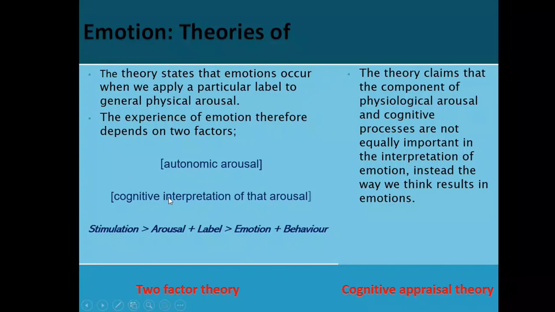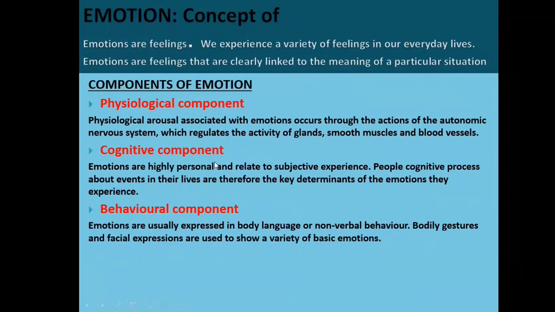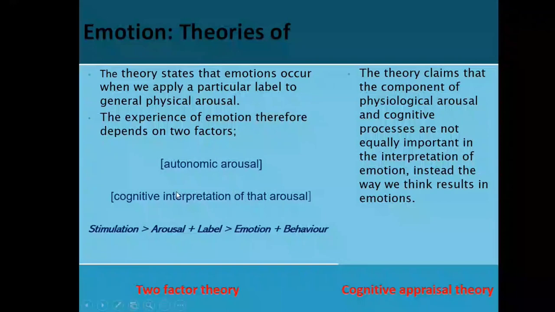Autonomic arousal, remember, we explained it here. We said physiological arousal associated with emotions occurs through the action of the autonomic nervous system. What happens in the autonomic nervous system? Lens, smooth muscle, blood pressure, blood vessels, meaning the organs, the breathing rate is high. That is autonomic arousal. What happens to you, your body internally, when you see danger? The theory claims that the component of physiological arousal and cognitive process are not equally important in the interpretation of emotion. Instead, the way we think results in emotions.